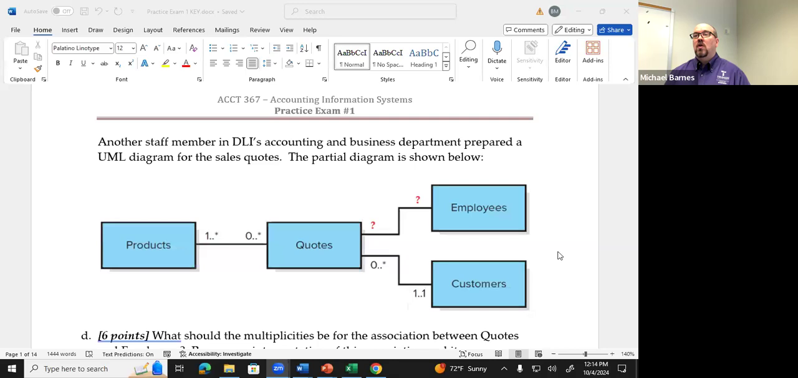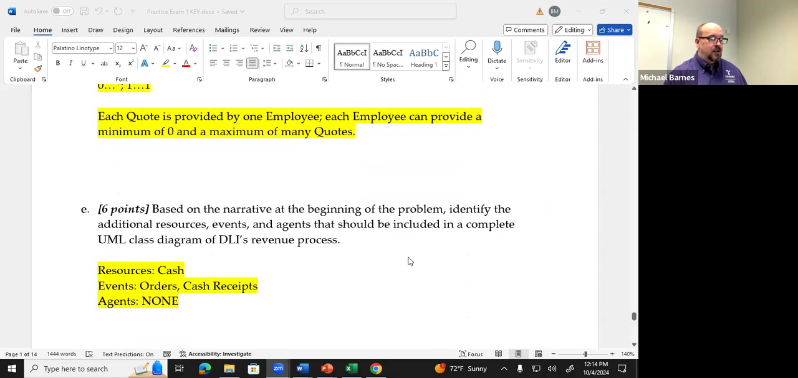Why do I not do that? Because the difference between the order and the order delivery is not all that distinct. And the more classes that you include in a diagram, the more associations you are required to depict. This is 7, and it's actually pretty complex. I don't really like going beyond 7 because then I have to depict multiple associations again. So again, this is entirely optional to you. As long as what you provide is reasonable, that's all I'm asking for. So down here, say resources are cash, events, orders, and cash receipts, agents, none.